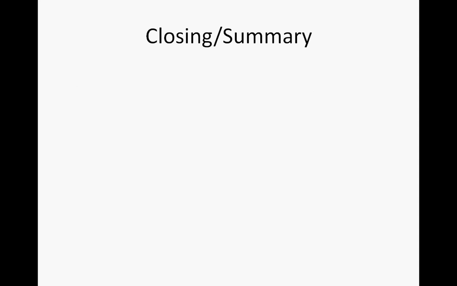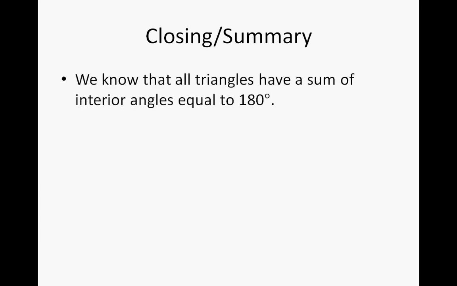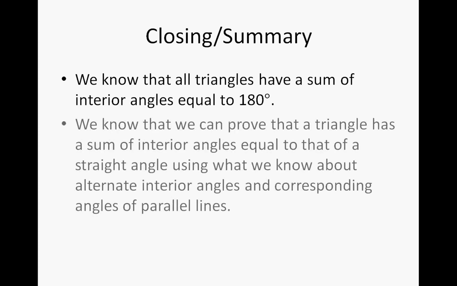So, very short lesson, so let's summarize. We know that all triangles have a sum of interior angles that are equal to 180 degrees. And we know that we can prove that a triangle has a sum of interior angles equal to that of a straight angle using what we know about alternate interior angles and corresponding angles of parallel lines.